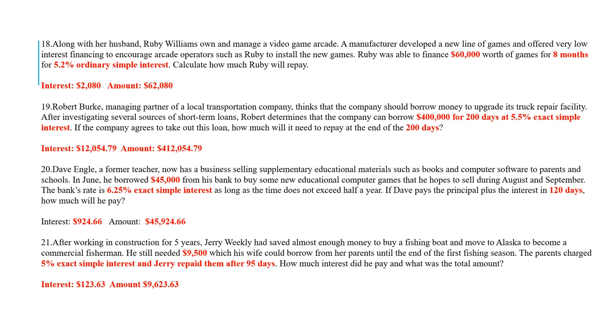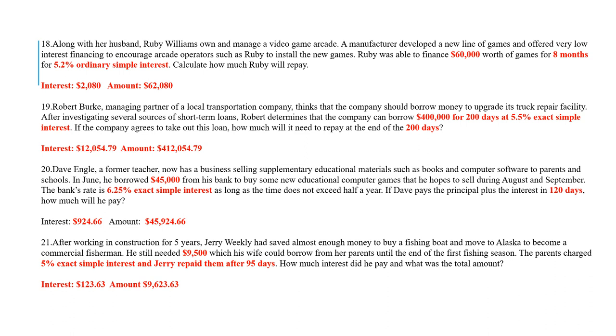Same goes for questions 18 to 21. Along with her husband, he wants to finance 60,000, that is your principal, for 8 months. You can put it as 8 over 12 to change it into years, at 5.2% ordinary simple interest. You can find your interest. Repay is the total amount payable, which is 62,080.